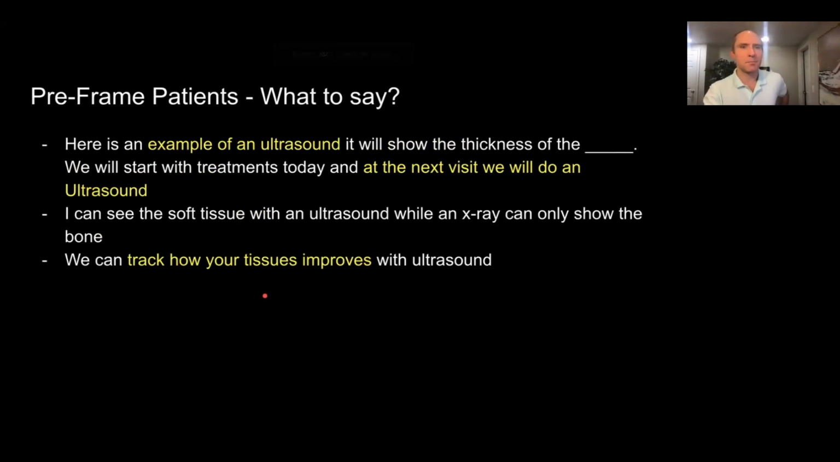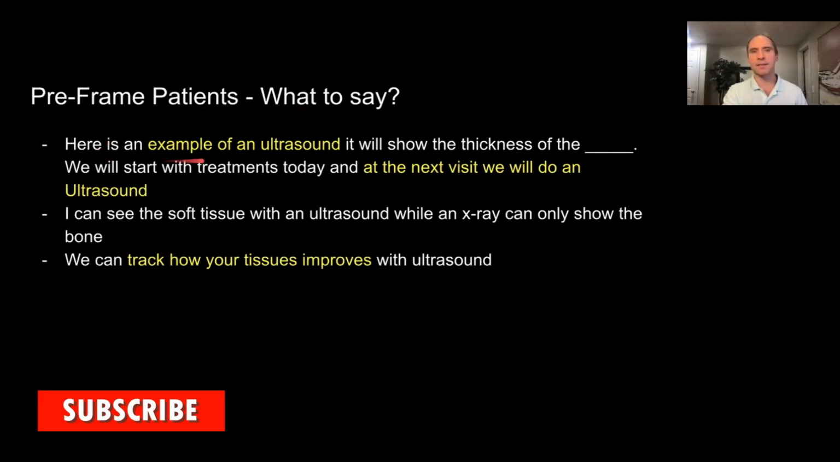Here is the pre-framing for patients. This is how I do so much of it. I say these words: longitudinal axis and sagittal. Okay, pre-frame patients, what to say.